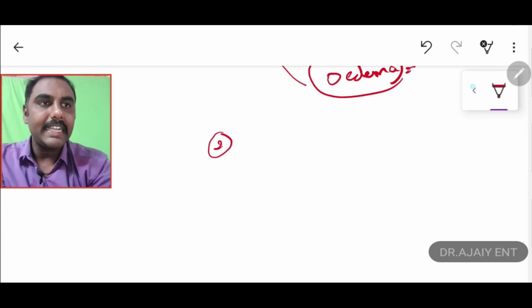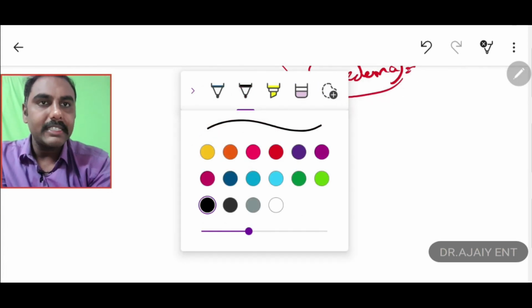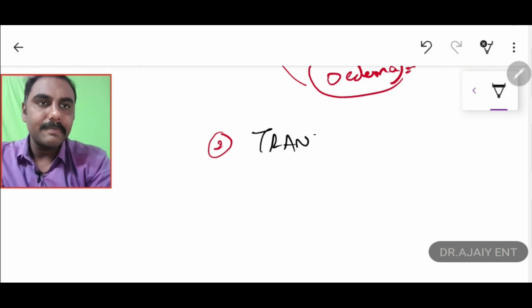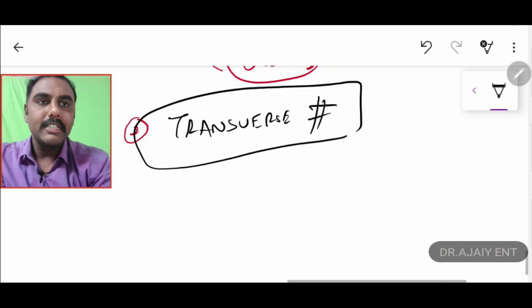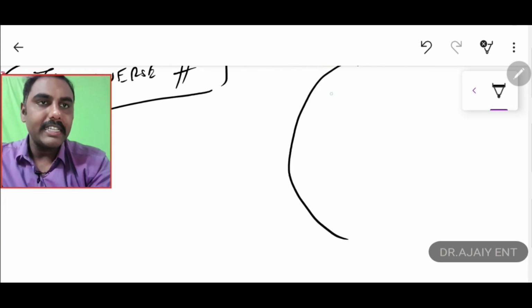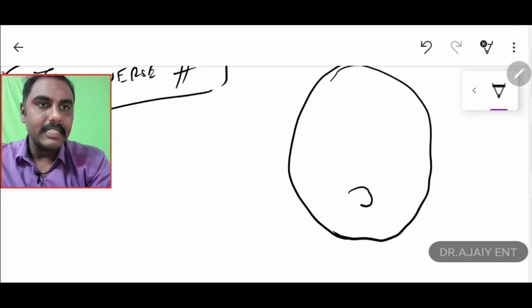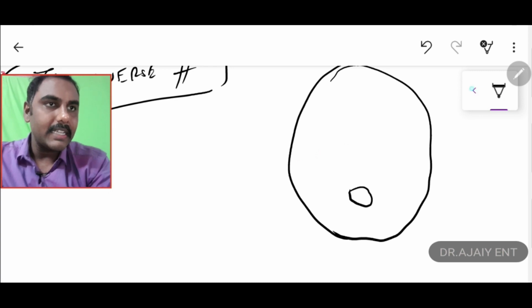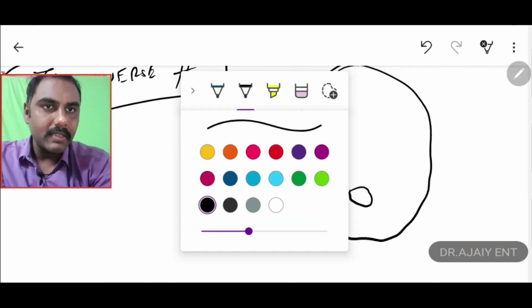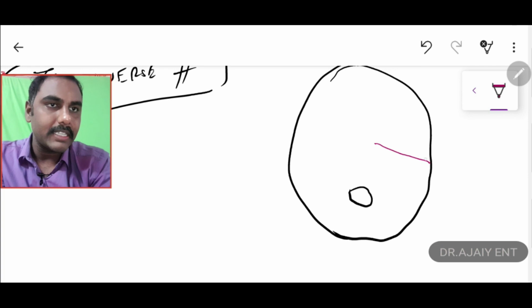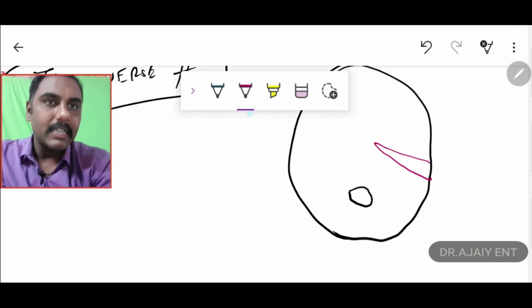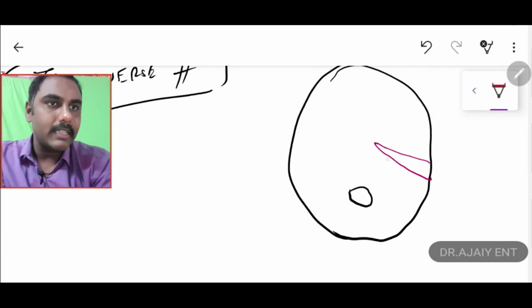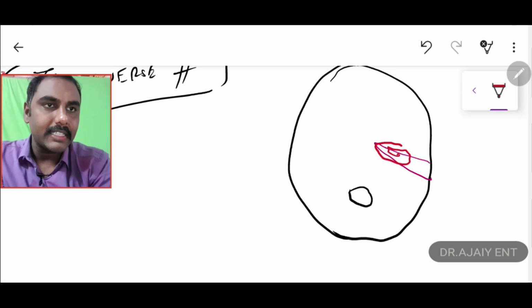So, coming on to the second type of fracture, the transverse fractures. The transverse fractures are very dangerous. Okay, say I am drawing a picture again, say this is the foramen magnum, and I am drawing the petrous part of the temporal bone, and the inner ear is here, like this.